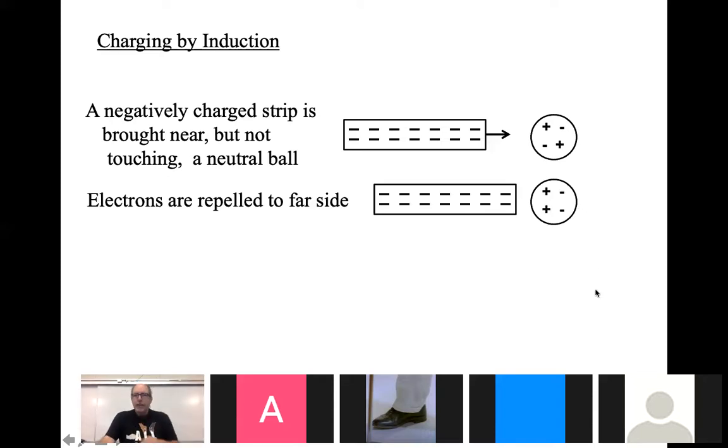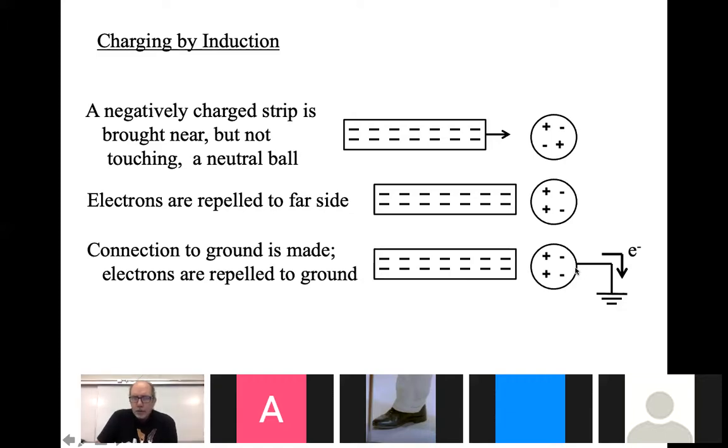Now what we do is we ground the ball. This is a symbol for ground. We connect it to the ground, either by touching it with your finger or by literally connecting it with a wire to the ground. When that happens, the electrons that are on the far side, being repelled by the negatively charged strip, see an opportunity to get even farther away from that negatively charged strip. And so they leave. They go into the ground. They exit the system into the ground.